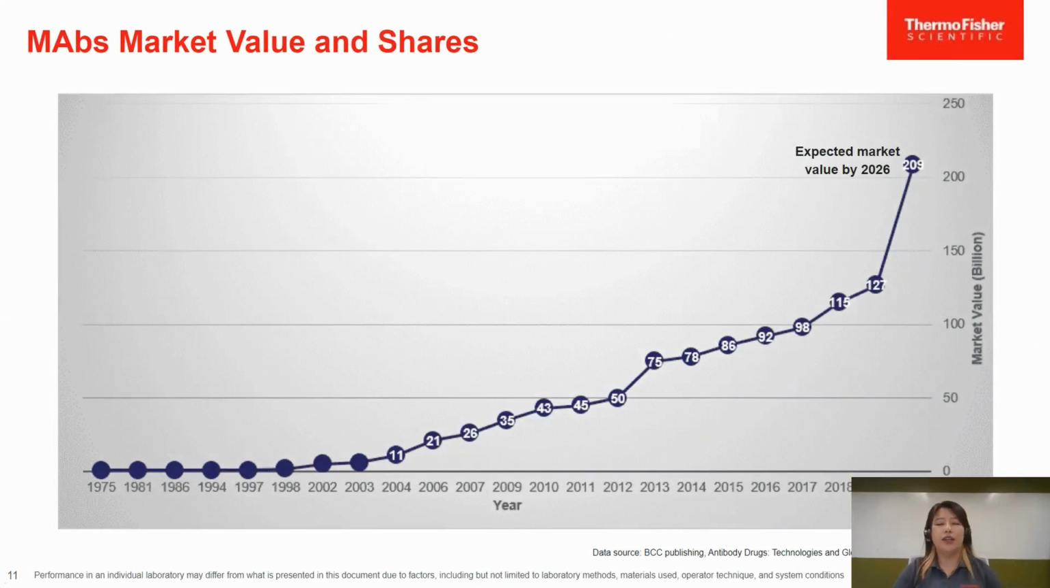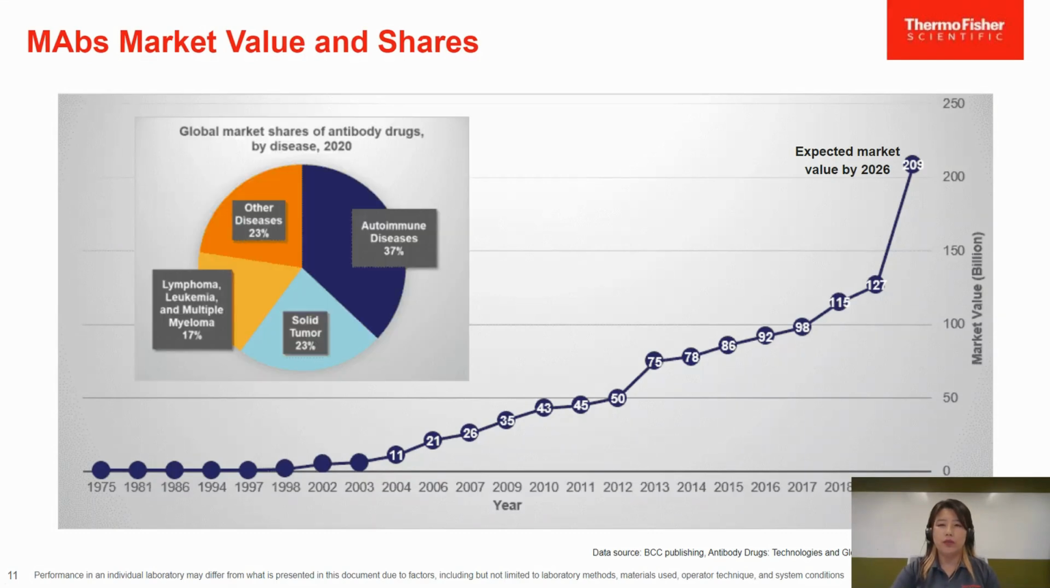And when you look at the market, it's a huge market, because since 2010 the market has continuously grown, with an expected market value by 2026 of about $209 billion. I'm also sharing the global market shares of the antibody drugs by disease. The top share is the autoimmune disease drugs, occupying 37%, followed by solid tumor and other cancer type drugs, and there are also other disease type drugs occupying 23%, including the COVID vaccine. Indeed, adalimumab, or Humira in brand name, is currently the top selling drug, except for the COVID vaccine.